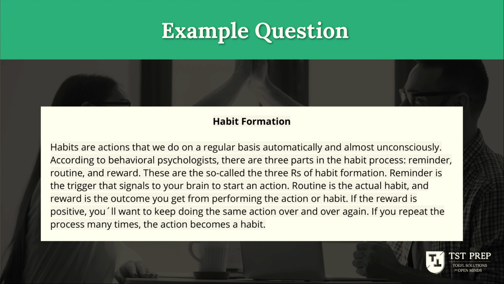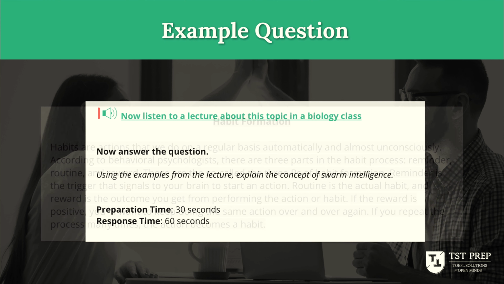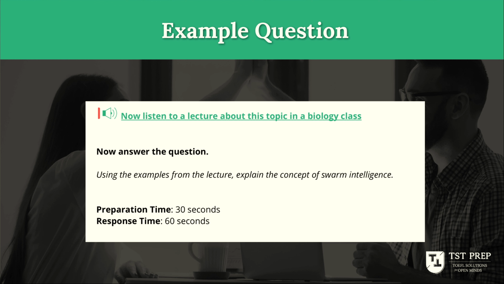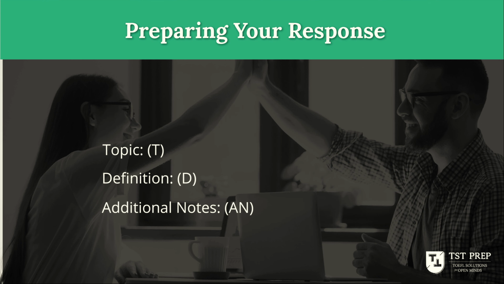So this is just another example of a type of passage that you'll get. And then the question is almost always similar. Using the examples from the lecture, explain the concept of swarm intelligence. Using the examples of the lecture, explain the concept of habit formation. Using the examples from the lecture, explain the topic of, and whatever the topic is. So it's almost always the same question, question number 3.